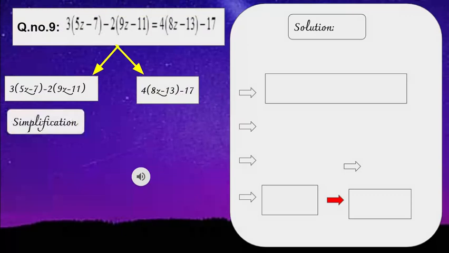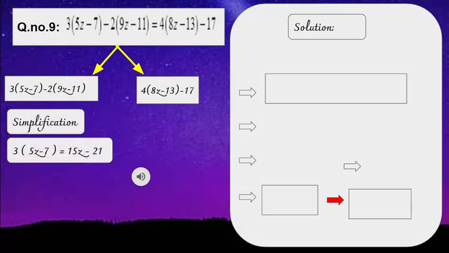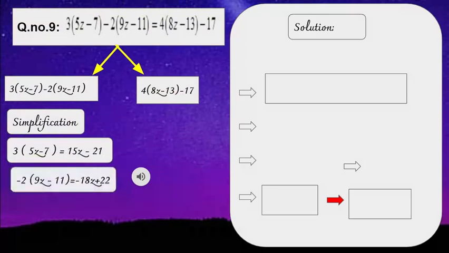So first 3 into (5z minus 7) is equal to 3 into 5z, that is 15z, plus into minus 3 into 7, 21. So 15z minus 21. Next, minus 2 into (9z minus 11). So minus 2 into 9z, minus 2 into 9, minus 18. So minus 18z. Now minus into minus, plus 2 into 11, 22. So minus 18z plus 22.